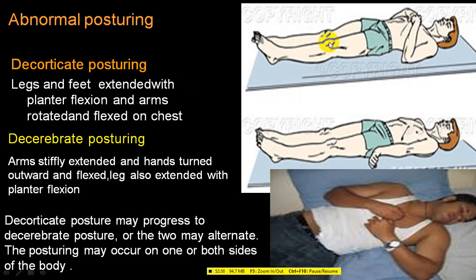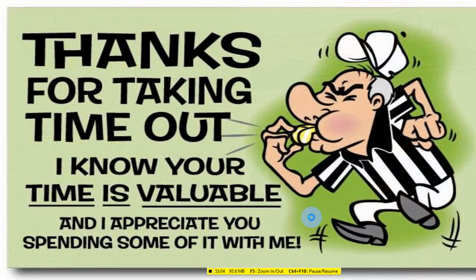Decorticate posture: extension at the knee, internal rotation, and here you will have flexion at the elbow, flexion at the wrist, and flexion of the fingers. In decerebrate posture, the arms are extended and externally rotated, and the lower limbs are also in extension and external rotation. While in a case of complete flaccidity, all limb tone is lost.